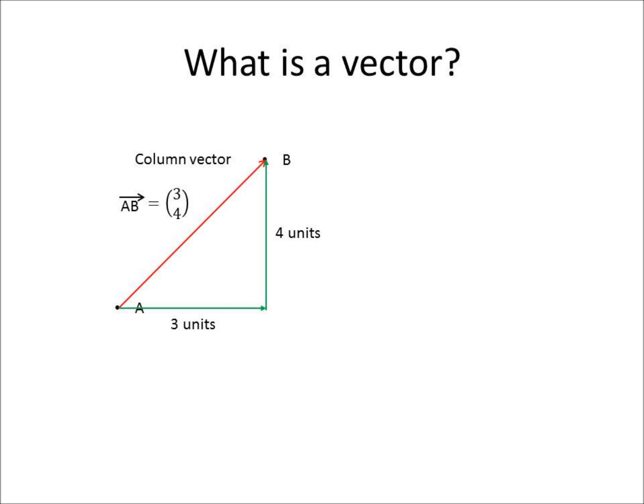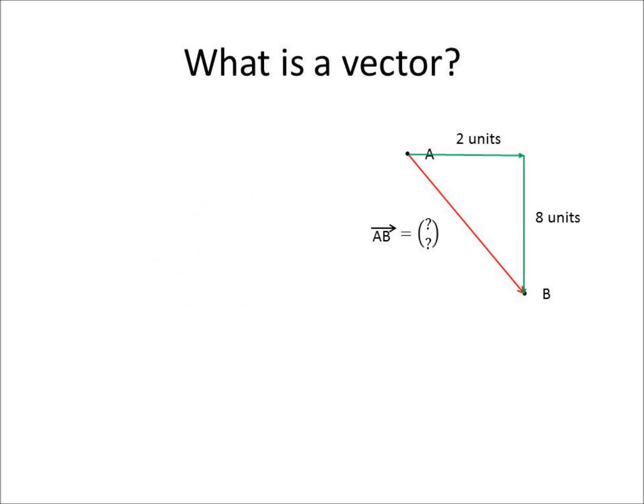It's pretty much similar to a matrix, but a matrix can be something like 3 by 3, 4 by 5 or whatever, whereas a column vector is always one column with only x and y, so it's only a 2 by 1 matrix.